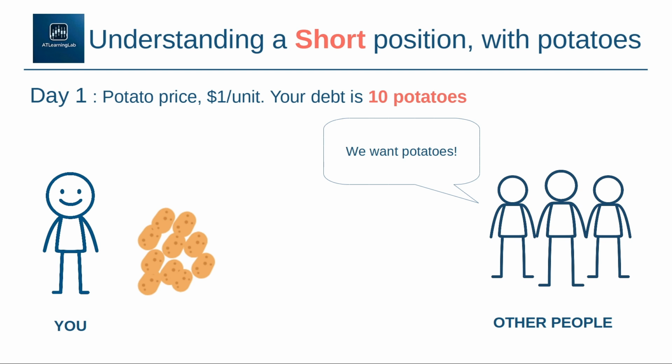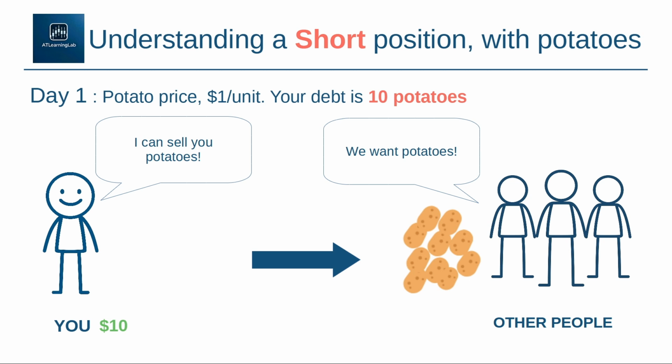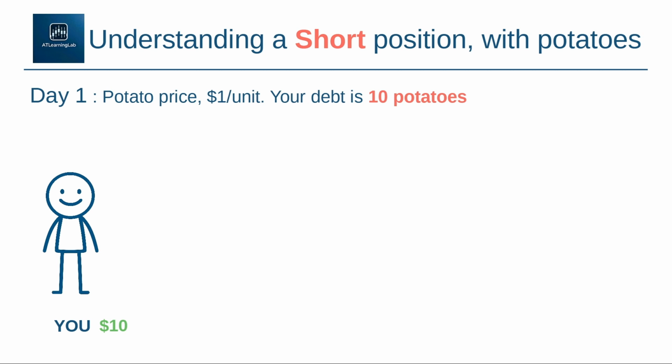Then there are other people over there, because the markets are always buying and selling, that say, hey, we want potatoes. And you say, I can sell you potatoes. So basically, you sell the potatoes to the others, and now you have $10. So you have $10, but your debt with the exchange is still 10 potatoes. This operation that I represented here happens in milliseconds.